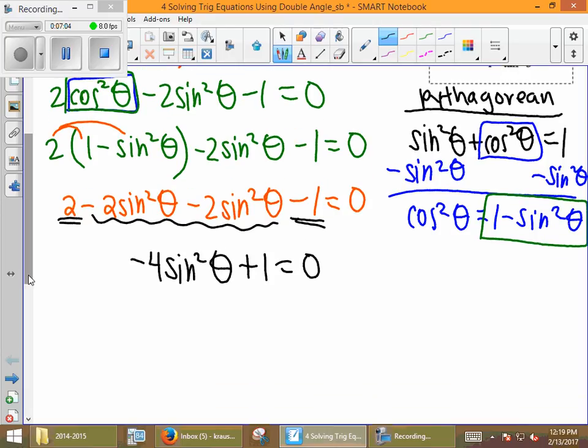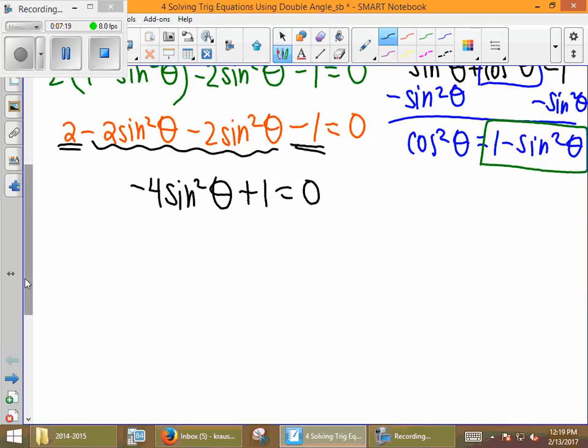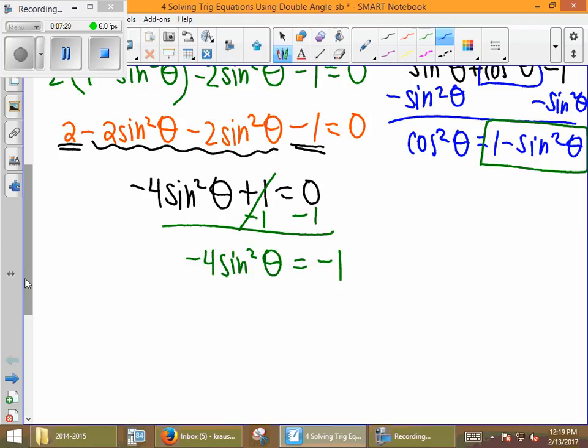It looks a lot better now. If it's just a sine, we can easily get it by itself. Are we going to have to factor this? No, this is one of those simple equations now. So now, if you want to get sine by itself, what should you do next? Yep, subtract 1. And then divide by negative 4.